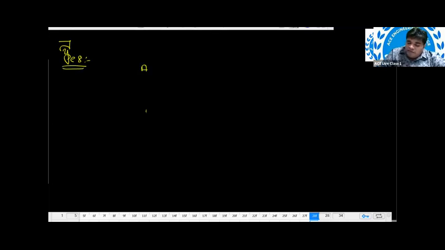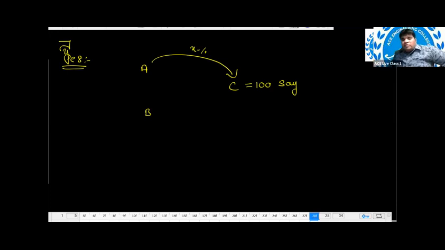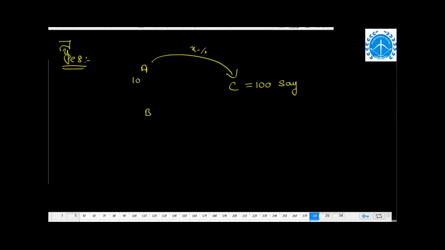Here I have 3 members, A, B, and C. C value I don't know, say 100. A is X percentage more than C. What is the A value? 100 plus X.